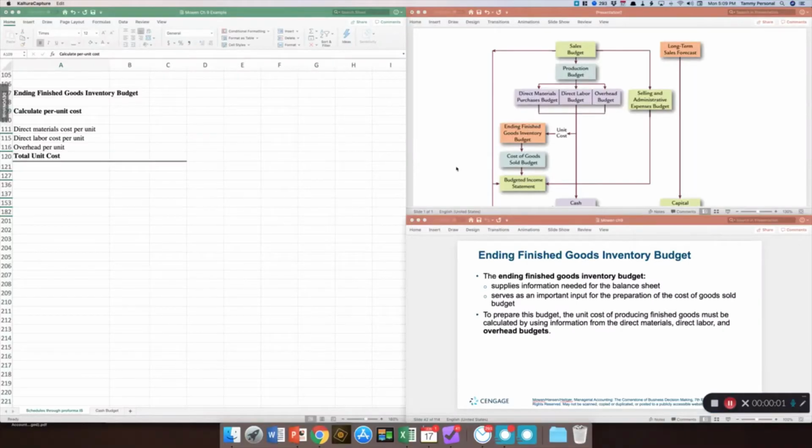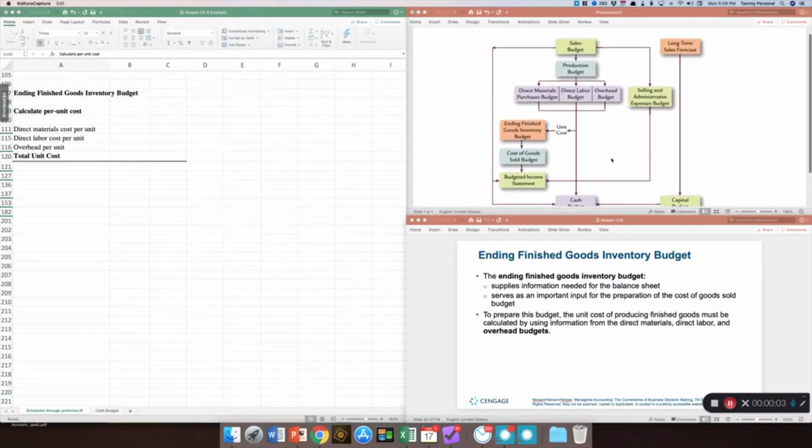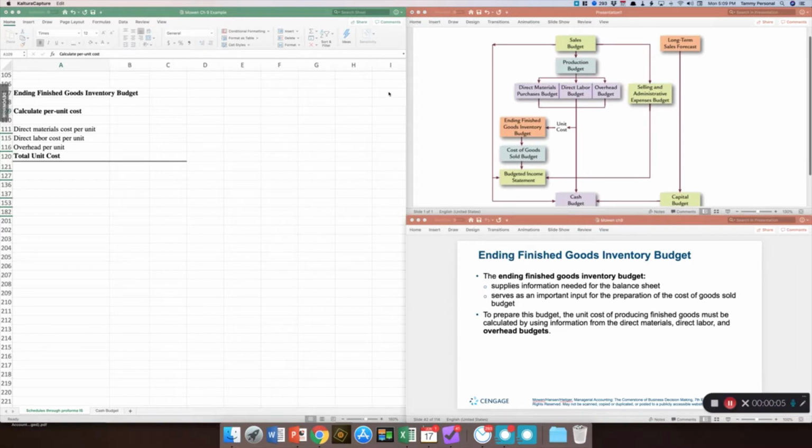Okay, so we're getting a little further down towards our cash budget. We have done our sales budget, used that to figure out a production budget. We've used the production budget to figure out how much we need to purchase for direct materials, how much we need to plan to spend for labor, and how much our budget is going to be. And as you remember from the first module, all of these are the components that go into a unit cost.